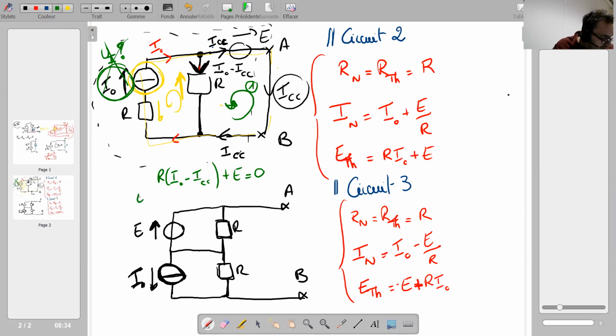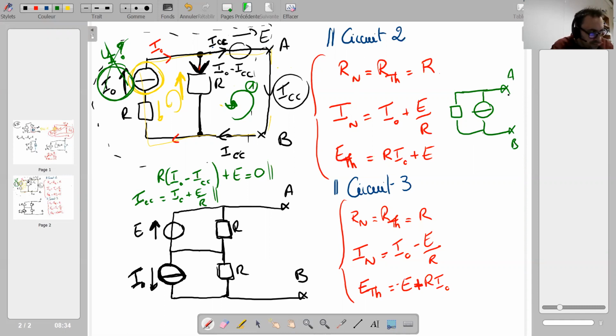So you deduce that ICC is I0 plus E over R. The only difference is once you transform this, you will have this, A, B. So you were looking for ICC from A to B, and so IN is in this direction. And that's it.